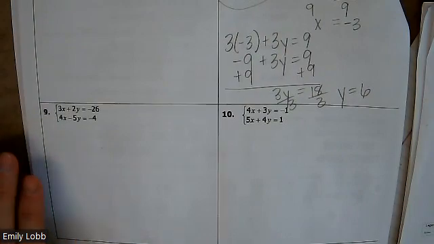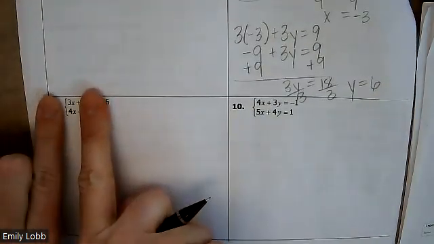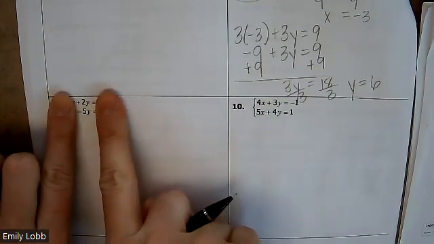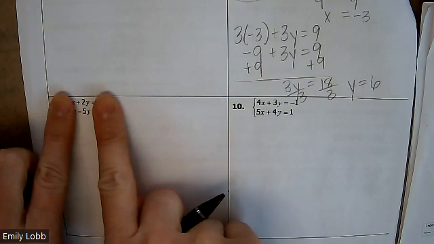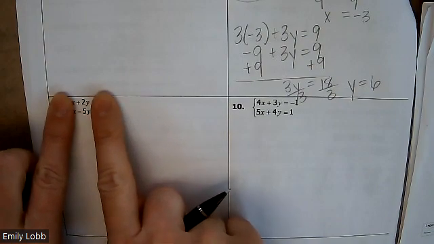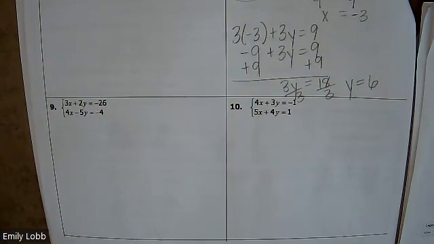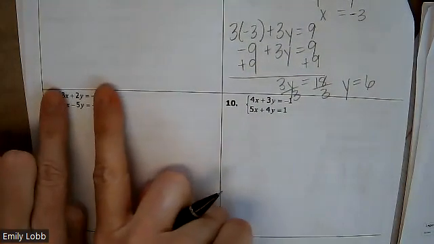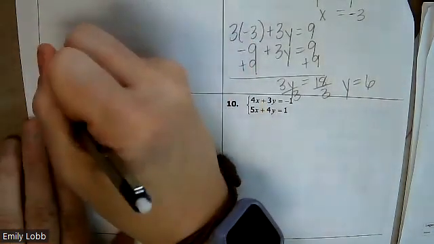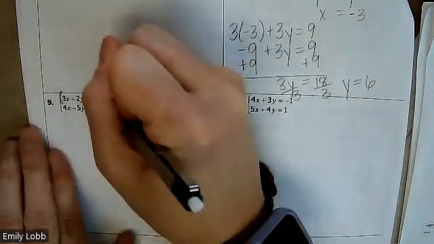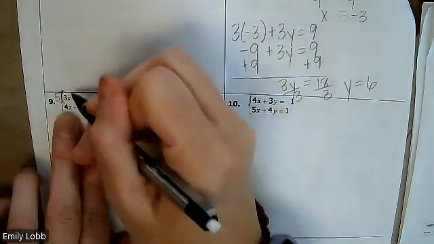All right, so now number 9. Do you want to get the x's to match or the y's to match? I noticed that the y's are already opposite. One's positive and one's negative. So maybe we could just multiply through by positives for both of those. What's the least common multiple of 2 and 5? 10. So to turn a 2 into a 10, I have to multiply by 5.